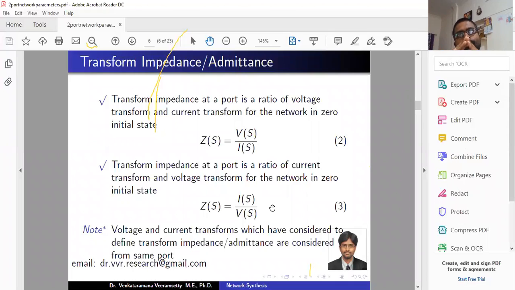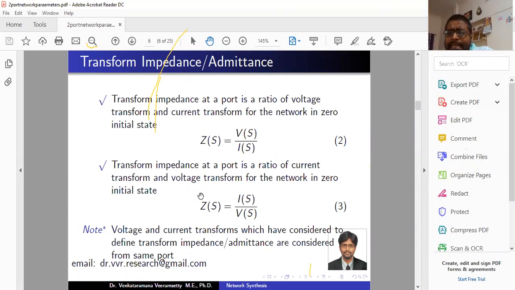You have to observe one thing. Suppose we have an electric circuit with multiple ports. At each port I want to calculate the transform impedance. To calculate the transform impedance at any port in the electric circuit, you have to take the ratio between transform voltage and transform current at that port only. The same applies if you want to calculate the transform admittance. I want to correct these things: it is the transform impedance, it is the transform admittance. I will correct it later. It is not Z of S, it is Y of S.